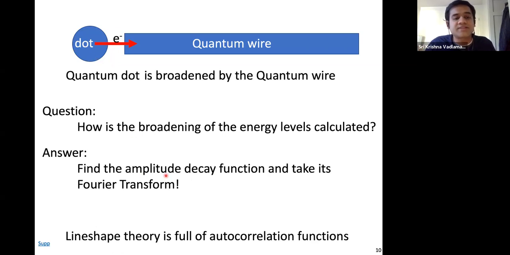One of the fundamental quantities there is something called an autocorrelation function. So it's a fancy term, but basically what we are looking at is if I put an electron on the quantum dot at t equal to 0, it will not stay there because the dot is connected to the wire. The electron will start leaking into the wire. So there is going to be some decay of the electron amplitude on this quantum dot wave state. And we find that function as a function of time, and we take its Fourier transform. So that gives us the line shape.